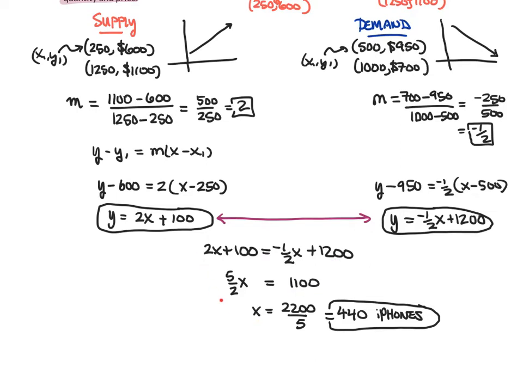So again, if you're having trouble with these algebraic steps, I don't want to spend a lot of time in these videos on that, but please see me in my office hours or shoot me a message and we can talk more about that. But you're going to find that you get 440 units, or iPhones in this case, as your answer. That's the ideal equilibrium quantity of iPhones sold.